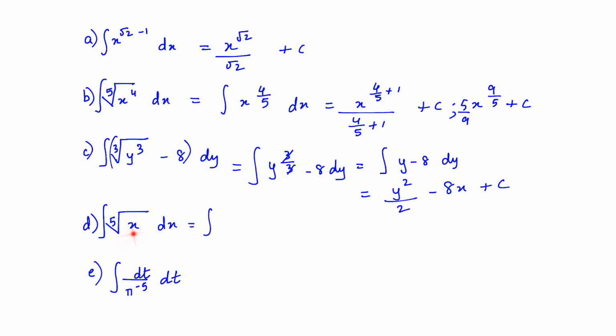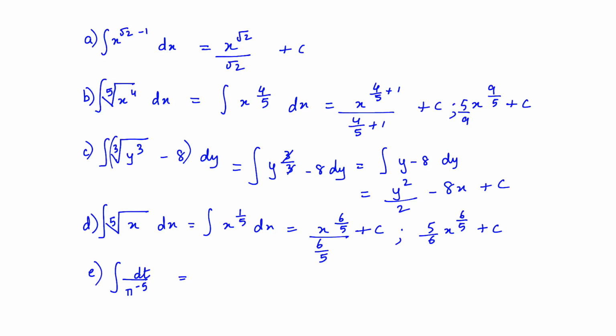Here you can see that you have x. When there is no number written, it means there is 1. So when I'm writing it in indices form, I'll write it as x to the power of 1 over 5 dx. And when I integrate it, I will get 1 over 5 plus 1, which will give me 6 over 5 plus c, and 6 over 5 will go down. This can be written as 5 over 6 x to the power of 6 over 5 plus c.